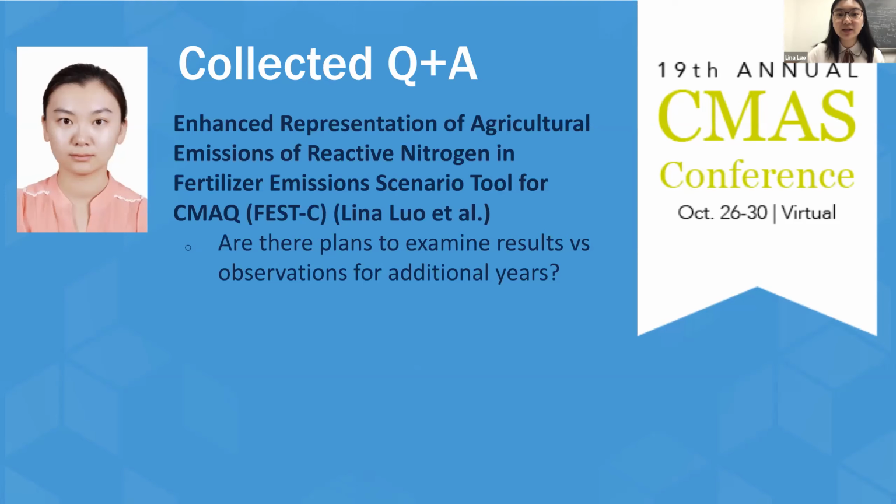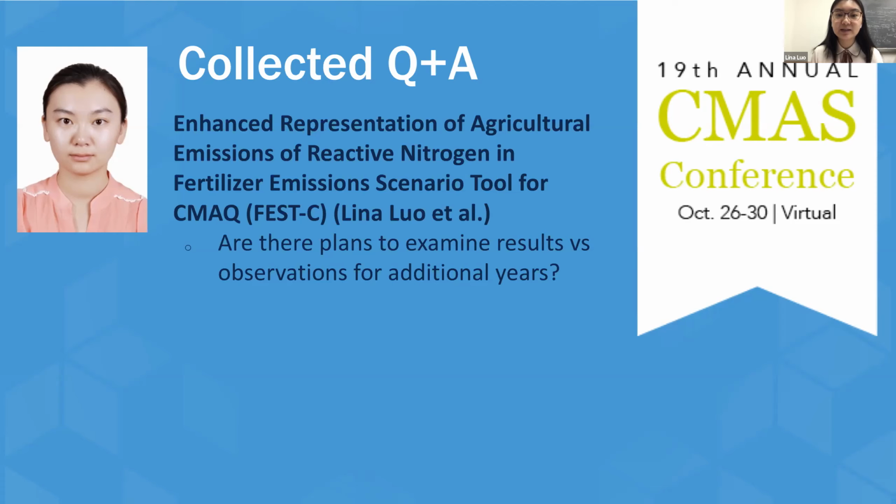Our project is enhancing the representation of agricultural emissions of reactive nitrogen in Fertilizer Emissions Scenario Tool for CMAQ, FAST-C. Fertilizer-intensive agriculture has become the largest source of reactive nitrogen emissions in the United States. Almost half of added nitrogen on croplands is lost to the environment in multiple reactive forms, including the air pollutants ammonia and nitric oxide, NO, and also a potent greenhouse gas, nitrous oxide.